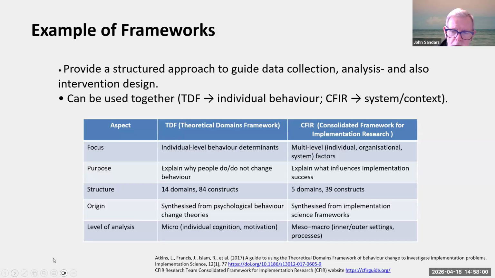The consolidated framework for implementation research looks at individual, organizational, and system factors for change in organizations. That has 5 domains and 39 constructs. So by using both of these, you get a really rich understanding. And at the moment, I'm currently working with a PhD student on using the CFIR to look at educational aspects, because most of the work has been done on clinical.